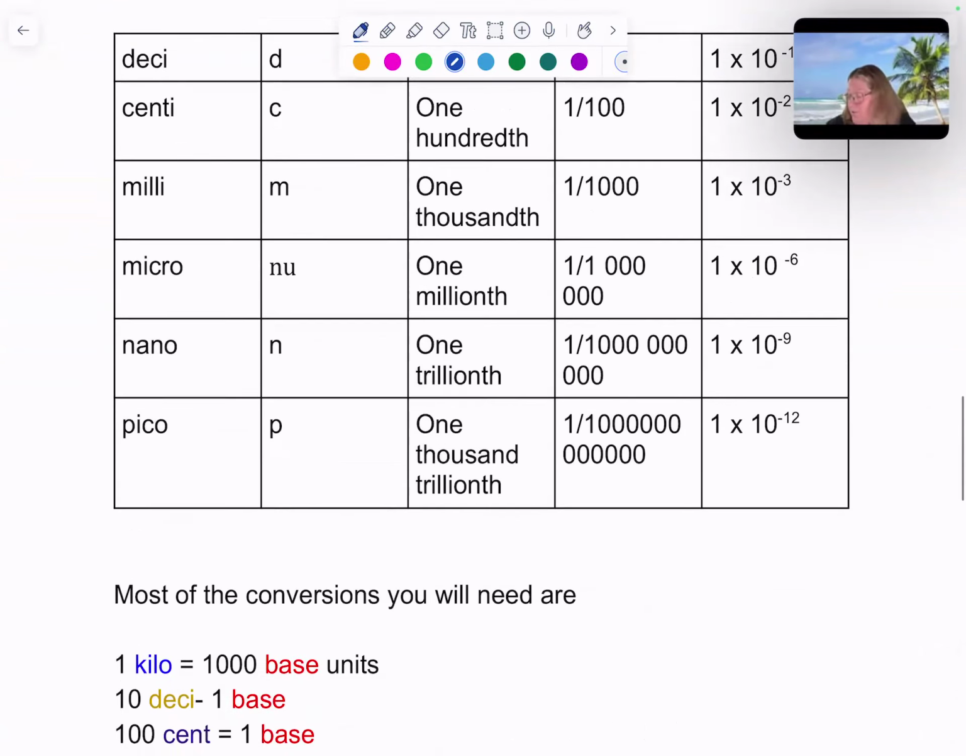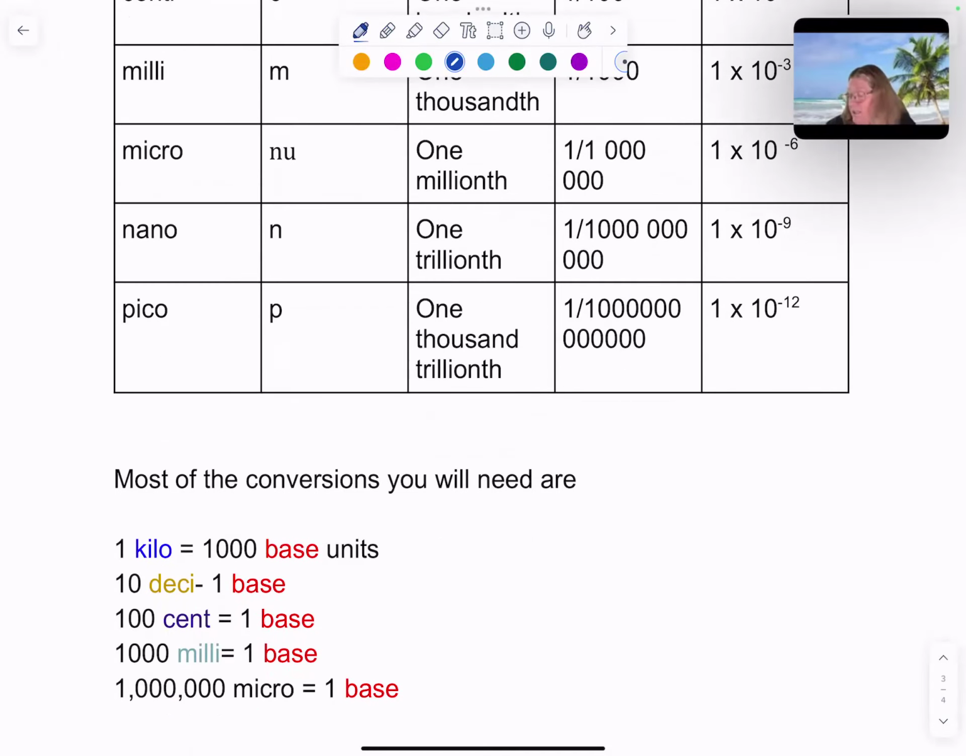Most of the conversions that you're going to need in an average chemistry course are going to be things like kilo, which is 1,000 base units, deci, 10 deci make up one base, 100 centi make a base, like 100 cents make $1. Deci is related to like a dime, takes 10 of them to make $1. And milli, there's 1,000 milli to a base and 1,000,000 micro to a base.